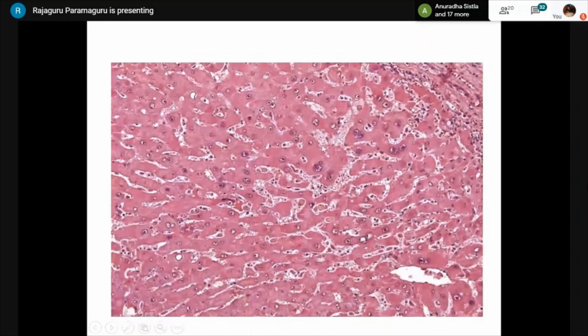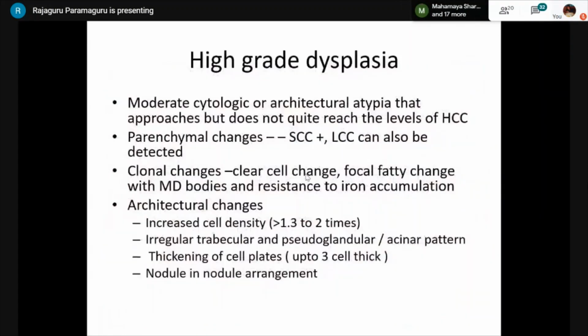Here this is a large cell change where there is a low nuclear cytoplasmic ratio with increase in nuclear size with prominent nucleoli. This is considered as a large cell change, and previously it was thought of having a risk of progression to HCC, but nowadays it doesn't have. And high-grade dysplasia is very significant.